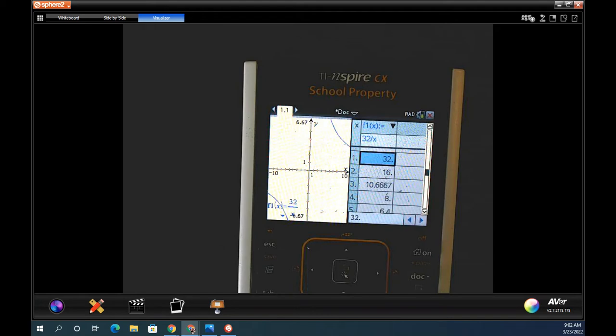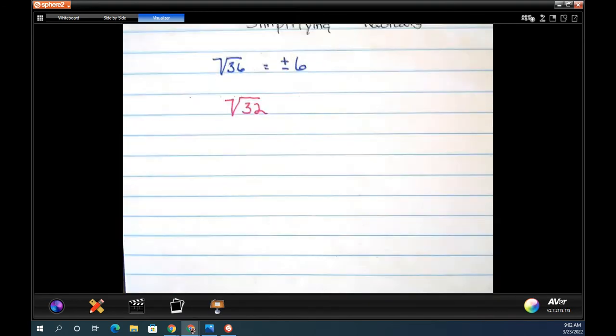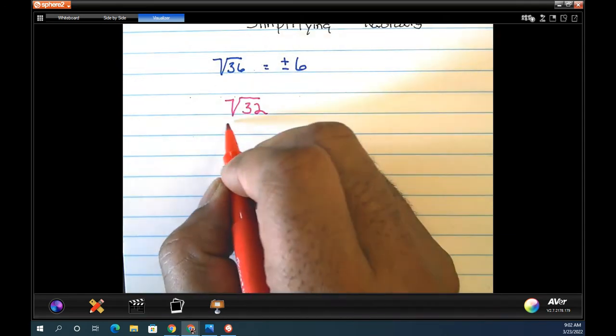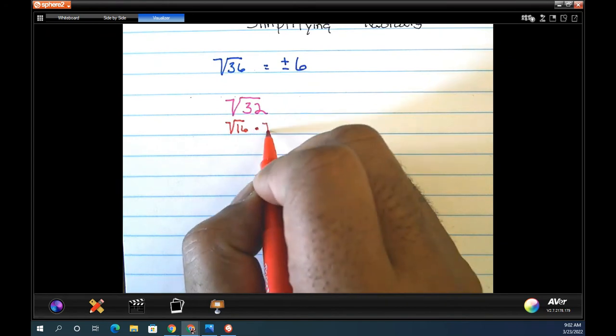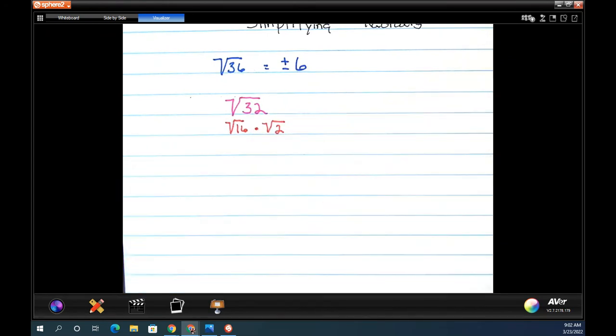We know 32 is not a perfect square. But what about 16? Is that a perfect square? Yes. So it's 2 times 16. Does everybody see? That's important. This is your perfect square. 2 times 16. So what you do now, put the perfect square first, is the square root of 16 times the square root of 2. Just like that.